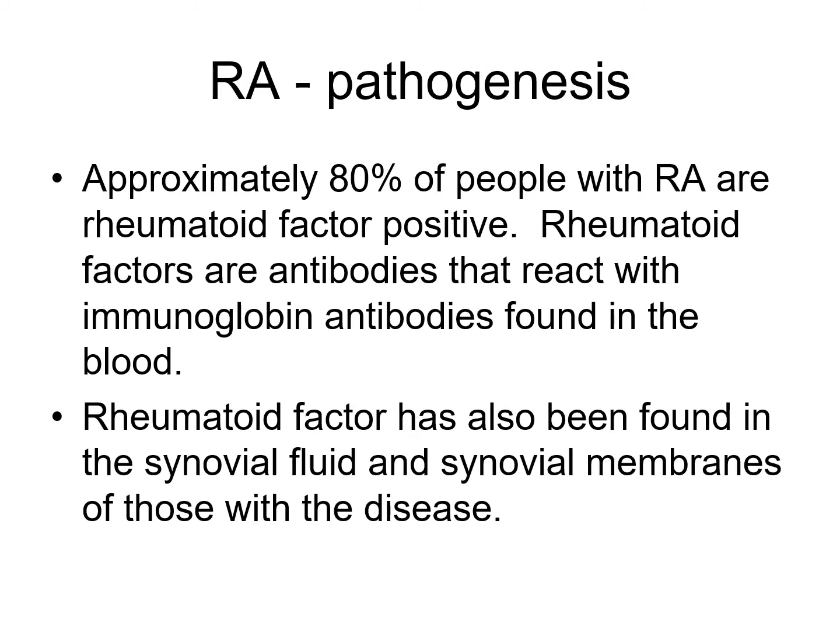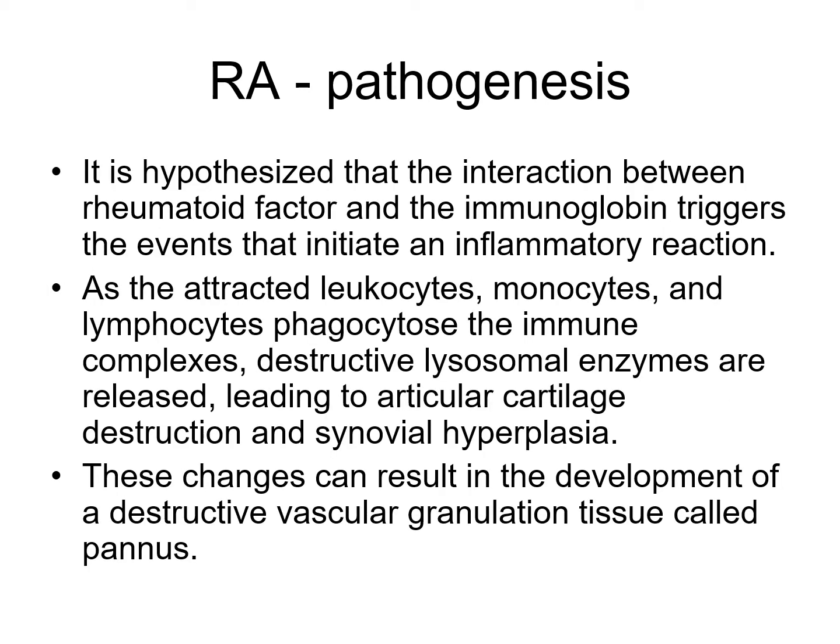Approximately 80% of people with rheumatoid arthritis are positive for the Rh factor. Rheumatoid factors are antibodies that react with the immunoglobulin antibodies found in the blood. Rheumatoid factors have also been found in the synovial fluid and synovial membranes of those with the disease. It's hypothesized that the interaction between the rheumatoid factor and the immunoglobulin triggers events that initiate an inflammatory reaction.